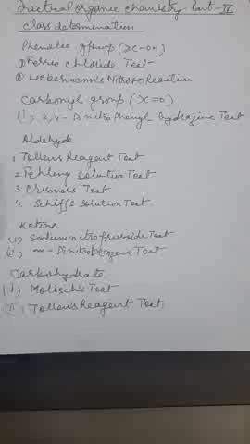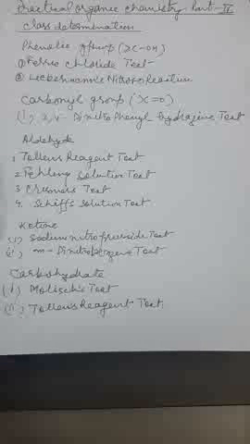Now the phenolic group. This is an aromatic functional group. The first test is the ferric chloride test. To the aqueous or alcoholic solution of the substance, add a drop of ferric chloride solution. A violet, blue, green, red or reddish brown color appears.